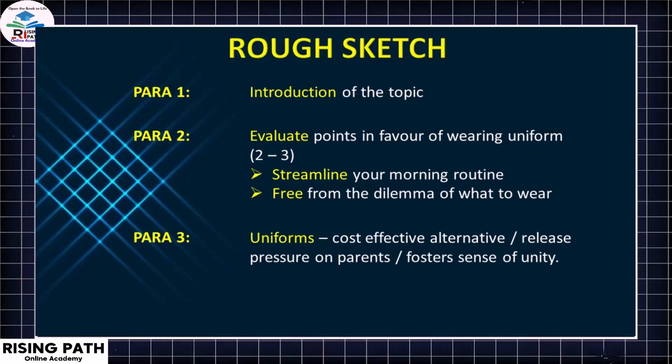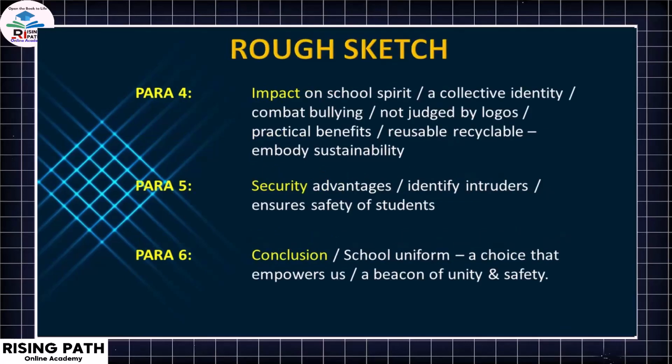Streamline, for example, here in paragraph 2 you can discuss these points: it streamlines your morning routine, makes you free from the dilemma of what to wear. So after the second paragraph, next we have paragraph 3. You can use these points: uniforms are a cost effective alternative, release pressure on parents and foster a sense of unity among the students. Then paragraph 4 would be impact on school spirit, a collective identity that can combat bullying.